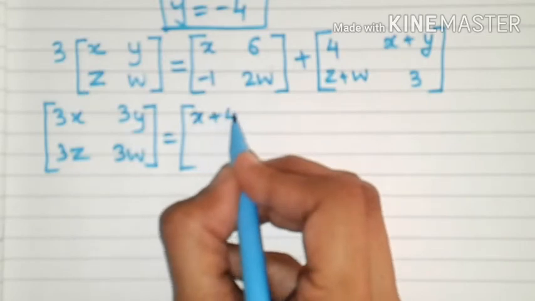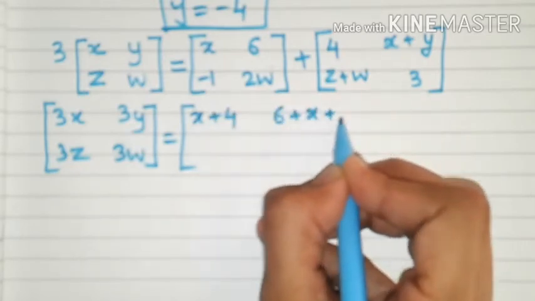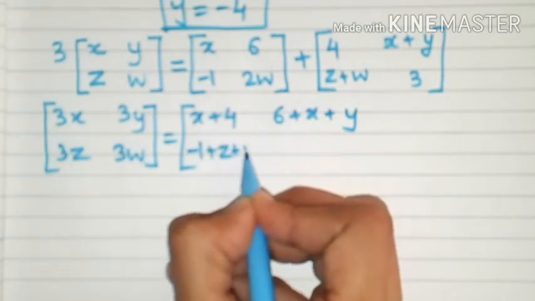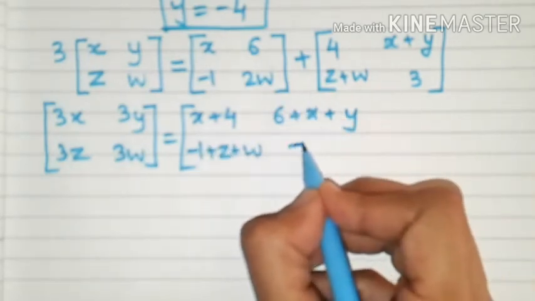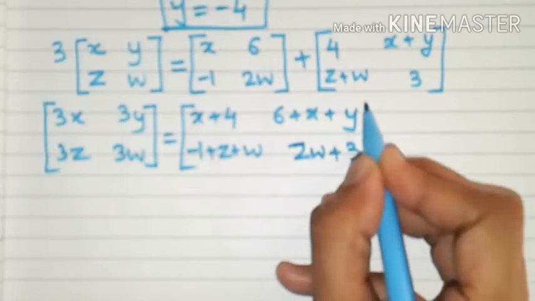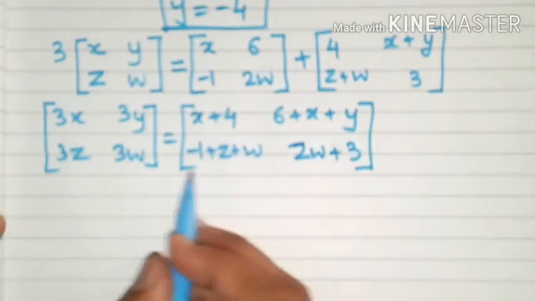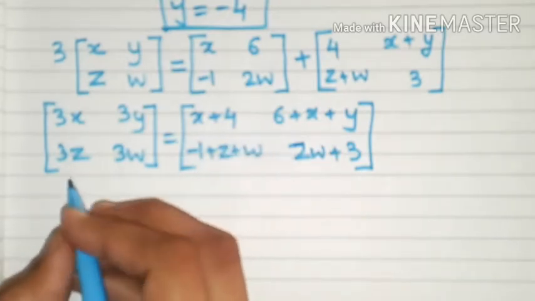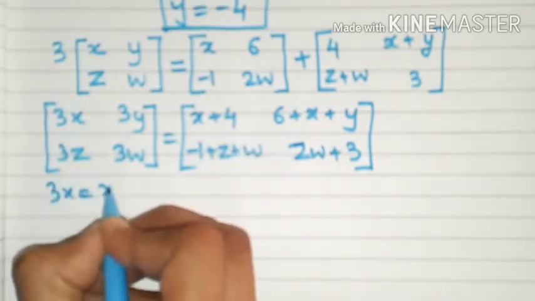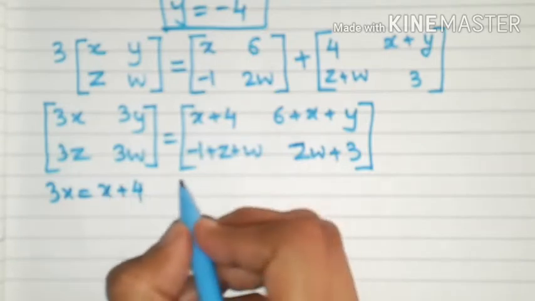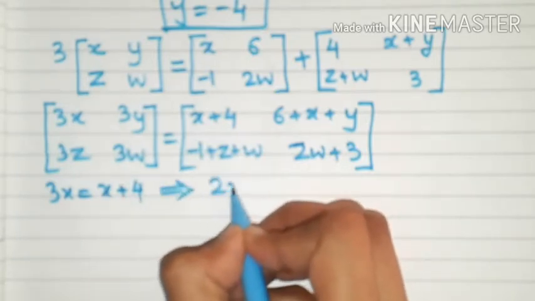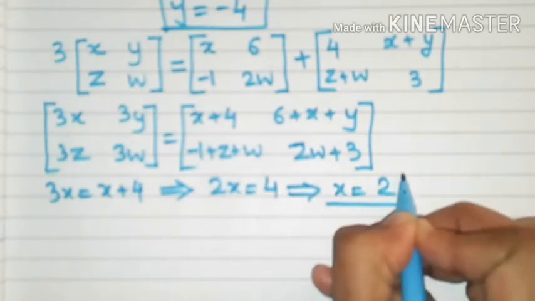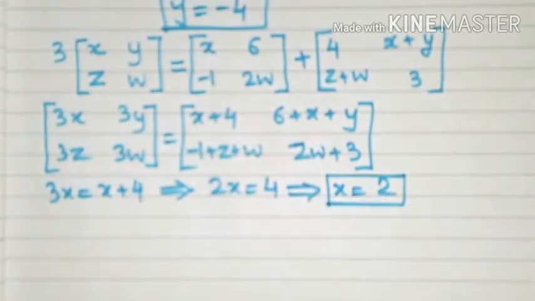So I'll get x plus 4, 6 plus x plus y. Then the second row I will get minus 1 plus z plus w, and here I will get 2w plus 3. So since these two matrices are equal, I can equate the corresponding matrix elements, which means 3x is equal to x plus 4. This is one equation, so directly I will get here 2x is equal to 4, which means x is equal to 2.